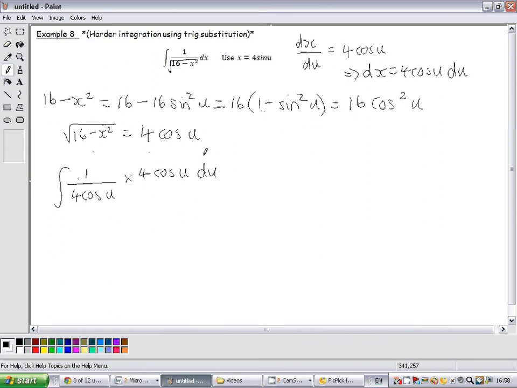Now, this is quite unusual. We've got 4 cos u on numerator and denominator. So we're actually just integrating 1 with respect to u. The integral of 1 is u.